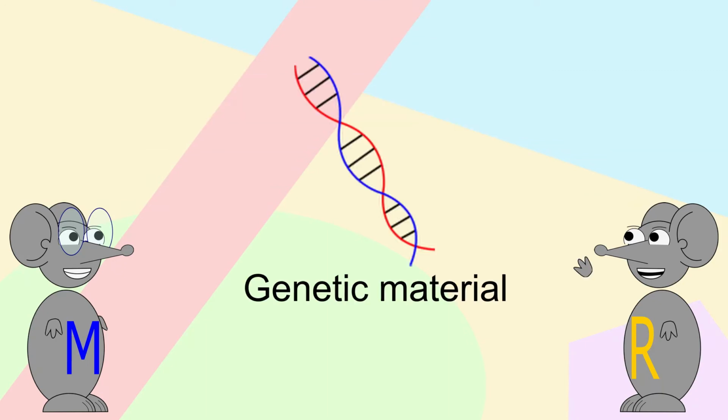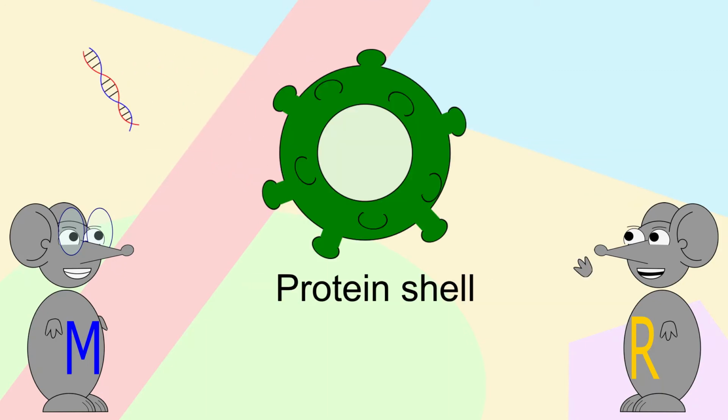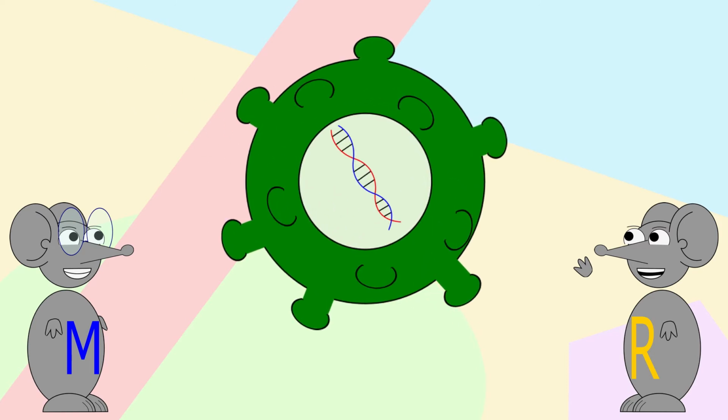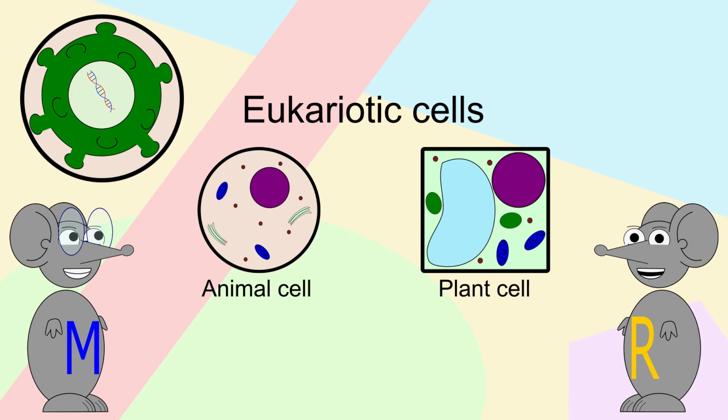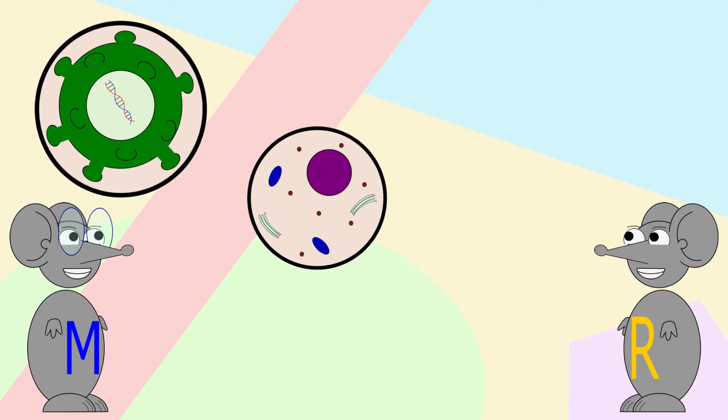Viruses are genetic material surrounded by a protein shell that is called the capsid. Some viruses can even have a layer of lipids, usually known as fat, surrounding the capsid, similar to the phospholipid layer of eukaryotic cells.